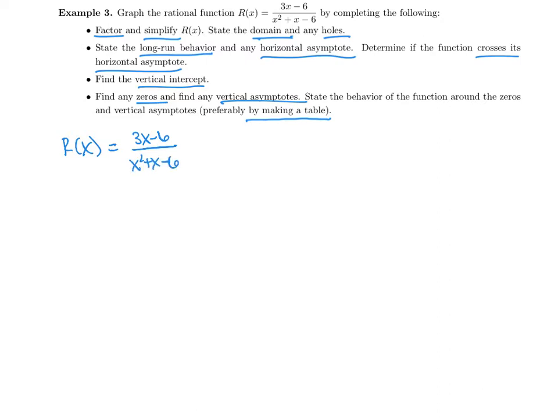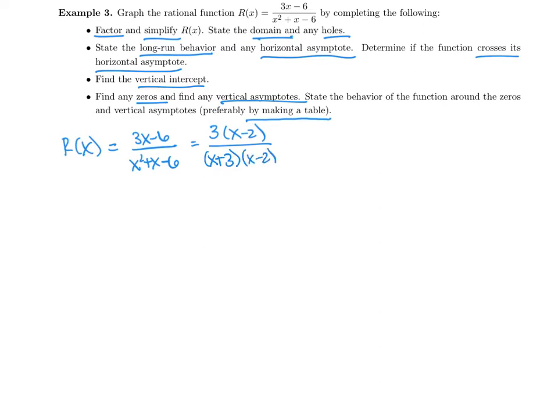Now the first step says to factor and simplify, so that's what I'm going to do. I take a look at that numerator and I see that I can factor out a 3. So I get 3 times x minus 2. And in my denominator, I'm looking for two numbers that multiply to negative 6 and add to 1. So that is going to be x plus 3. Then there's the x minus 2.